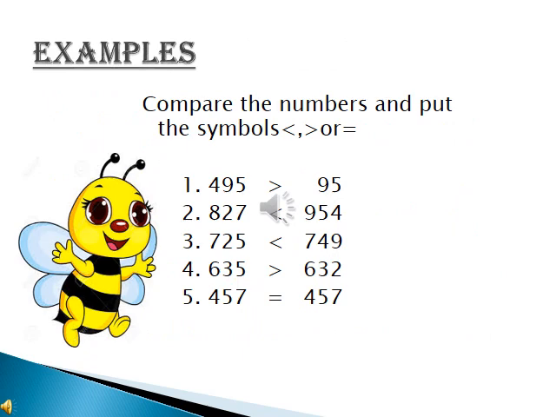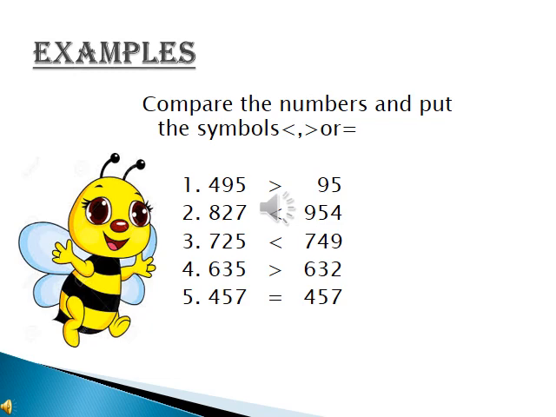Children, now I'll discuss the topic through different examples. Here I have taken 5 examples. So let's start with the first. In the first example, I have two numbers. 495 is the first number and 95 is the second number. As you can see, the first number has more digits than the second number 95. Hence, 495, which has more digits, will be greater than the second number, that is 95. 495 is greater than 95.